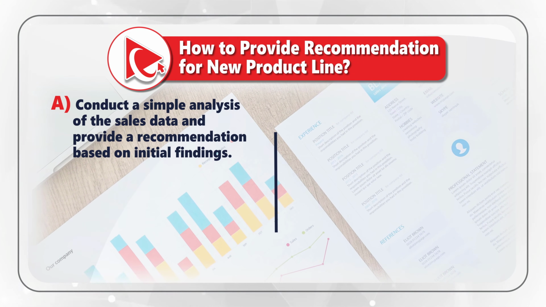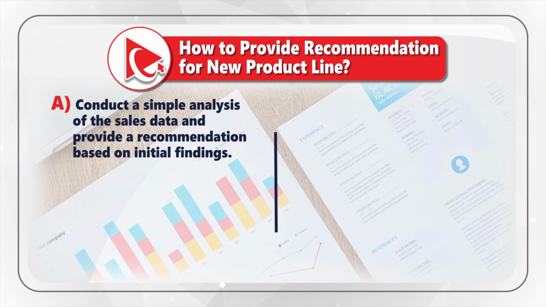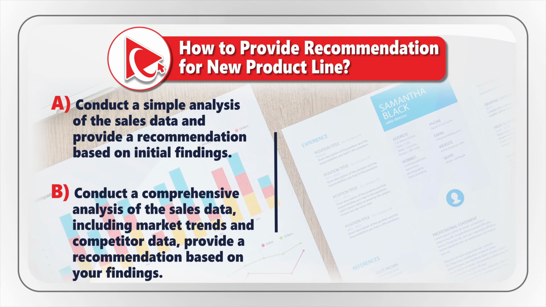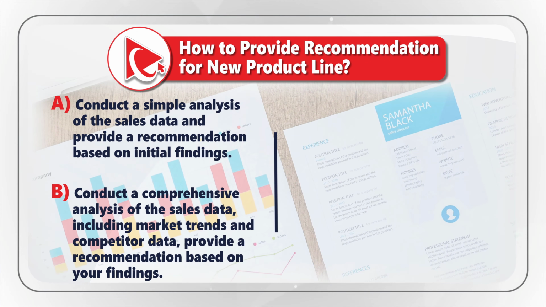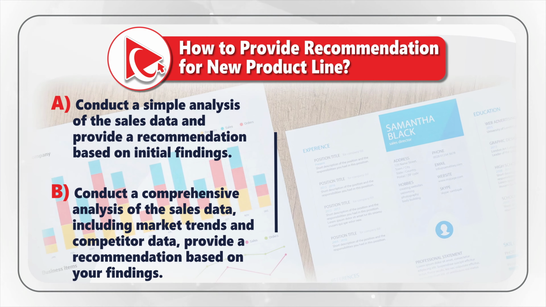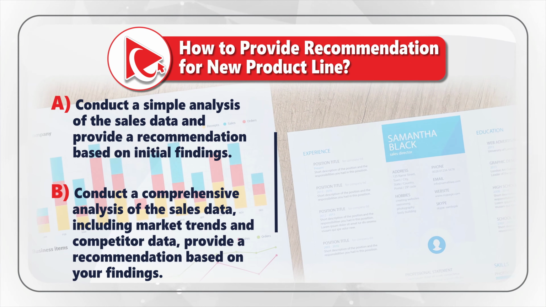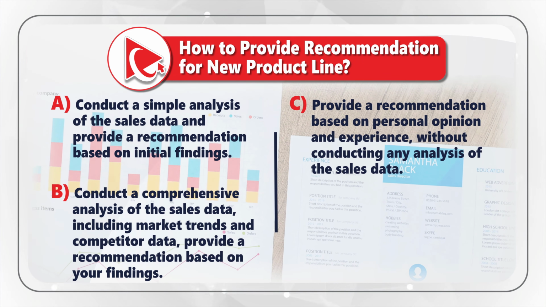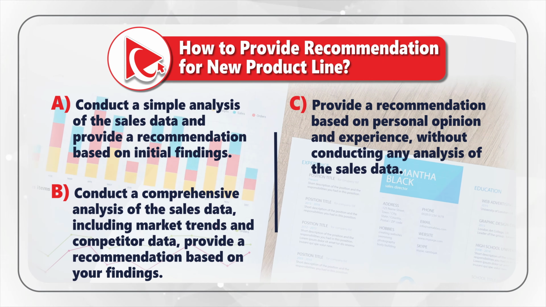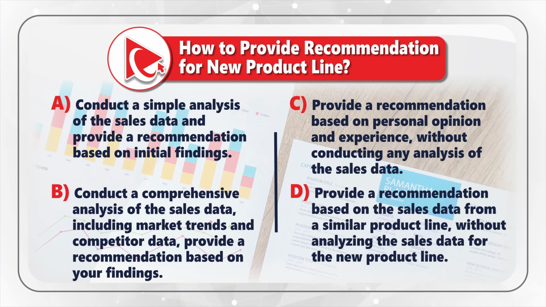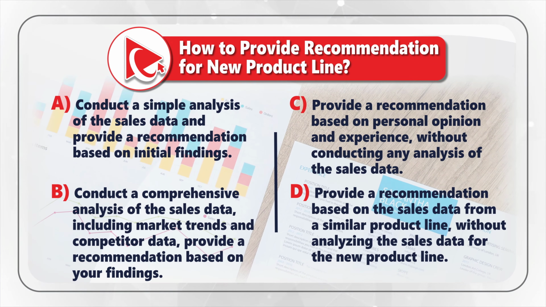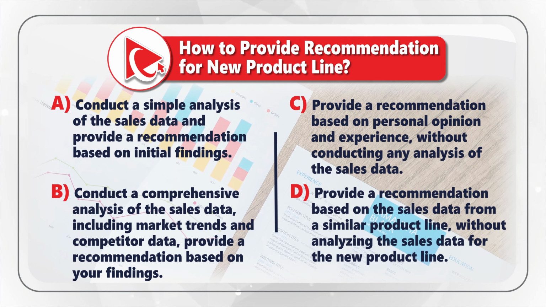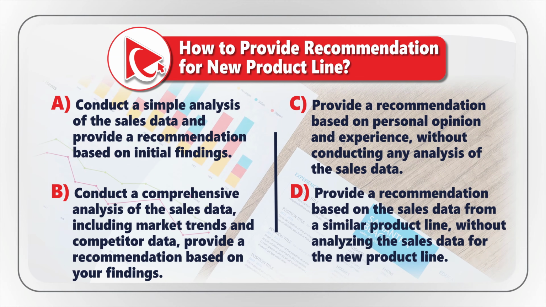Choice A. Conduct a simple analysis of the sales data and provide a recommendation based on initial findings. Choice B. Conduct a comprehensive analysis of the sales data, including market trends and competitor data. Provide a recommendation based on your findings. Choice C. Provide a recommendation based on personal opinion and expertise without conducting any analysis of the sales data. And last but not least, choice D, provide a recommendation based on the sales data from a similar product line without analyzing the sales data for the new product line. Take a close look to see if you can select the correct answer.